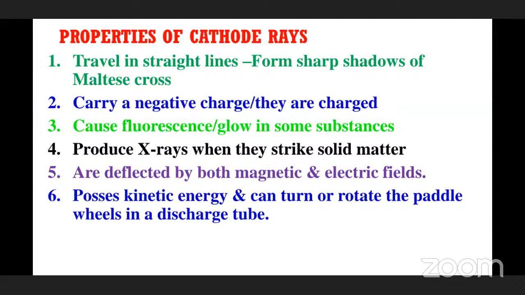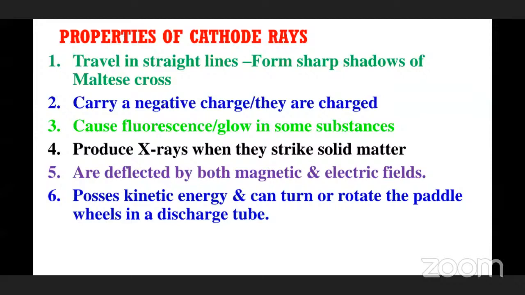So in this case, when it hits at that point, it glows and so on. So we have that it produces X-rays when they strike a solid matter. We'll actually learn about how X-rays are produced. And when you have a concept on cathode ray tube, definitely when it comes to X-rays, it's just the same concept. So it will actually be a repetition.